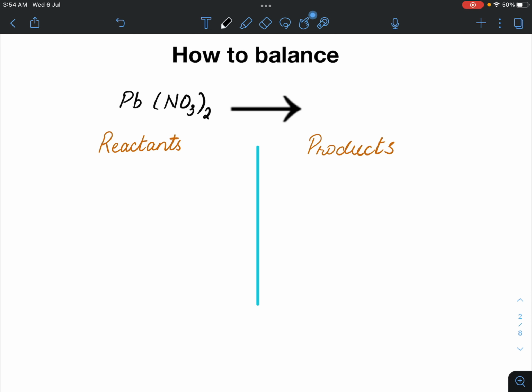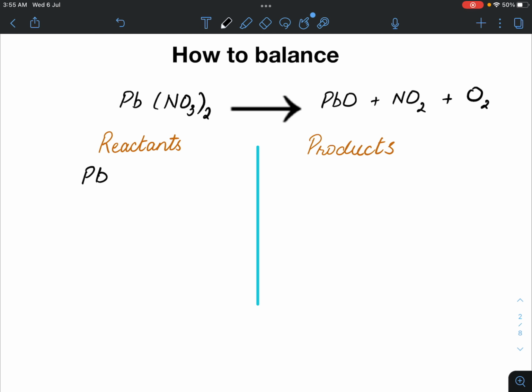Let's see what happens when lead(II) nitrate decomposes. It gives lead oxide, nitrogen dioxide, and oxygen. Now this equation is going to be a little tricky to balance because oxygen is involved in different compounds on the product side. Let's start counting the number of atoms on the reactant side.